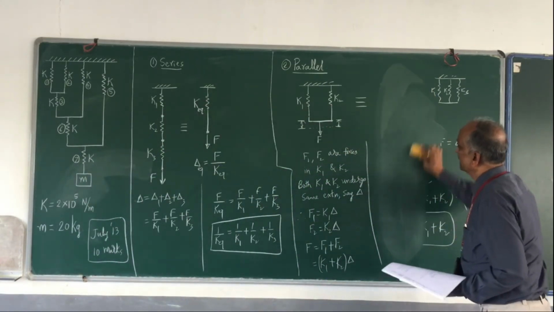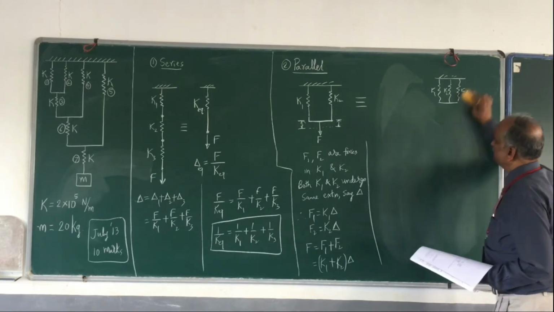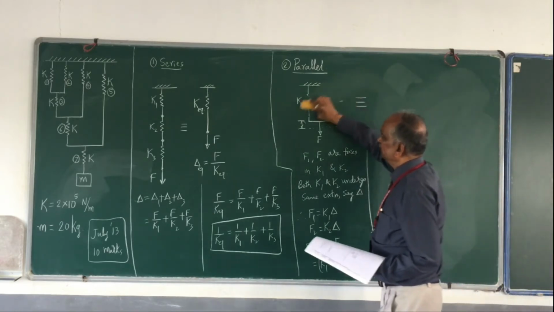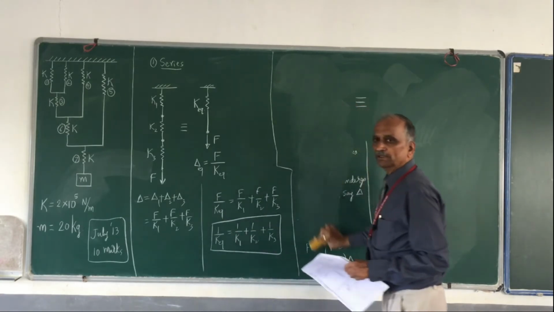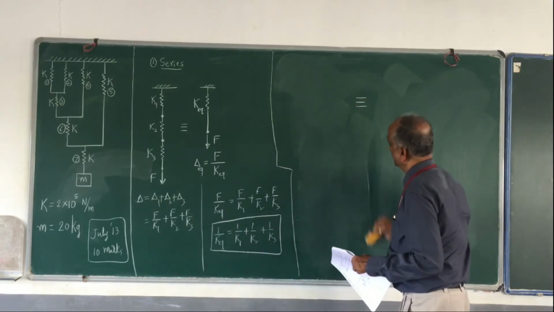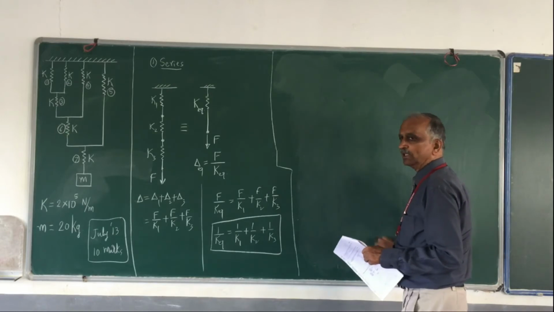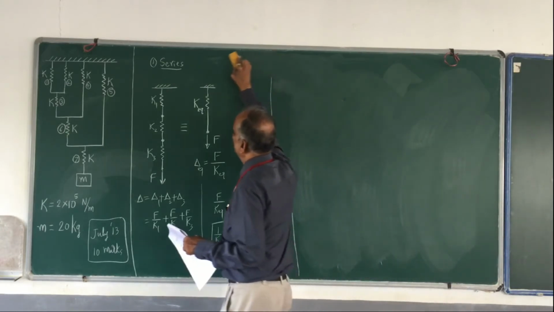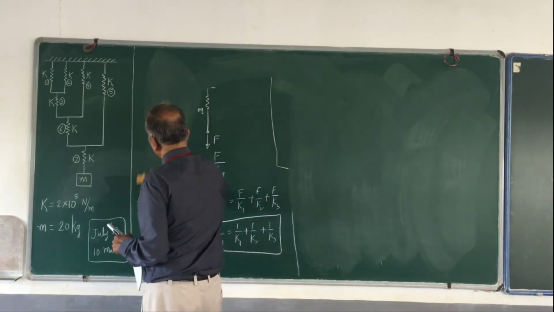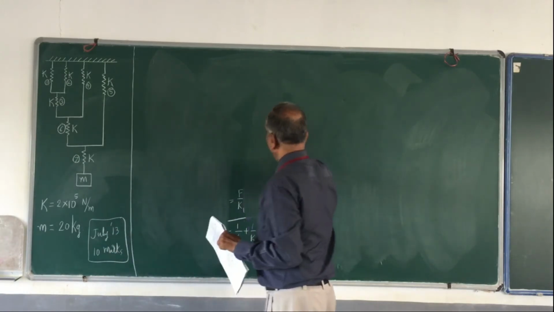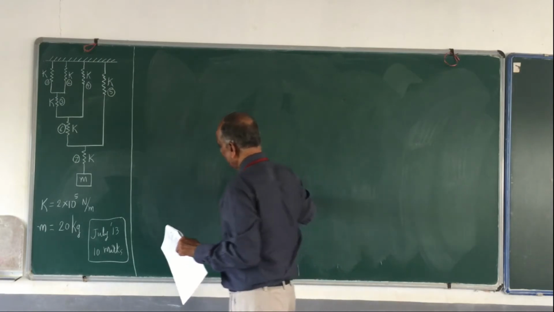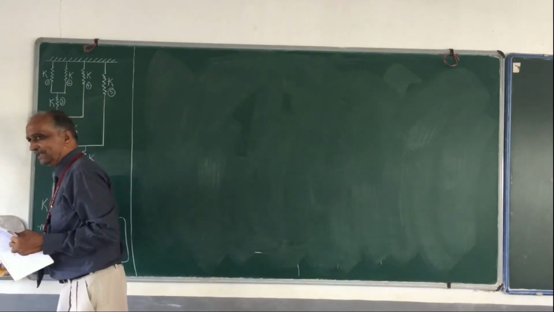If the springs are in series, then the equivalent stiffness is given by this kind: 1 upon equivalent stiffness is equal to 1 upon K1 plus 1 upon K2 plus 1 upon K3, like that. So now we shall make use of this and then we shall solve the problem. Okay? So I shall go on simplifying it.